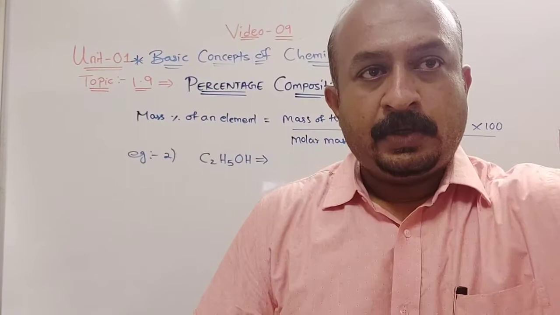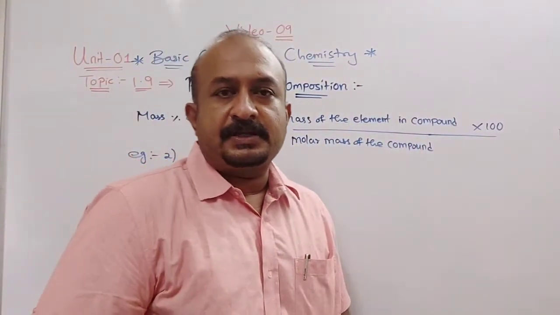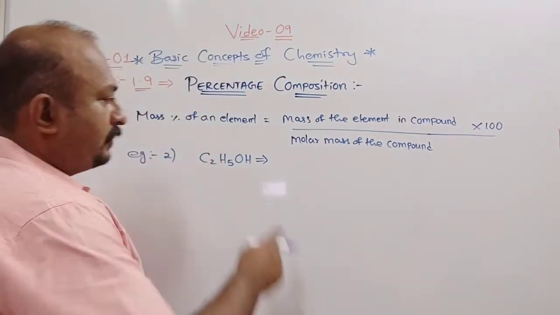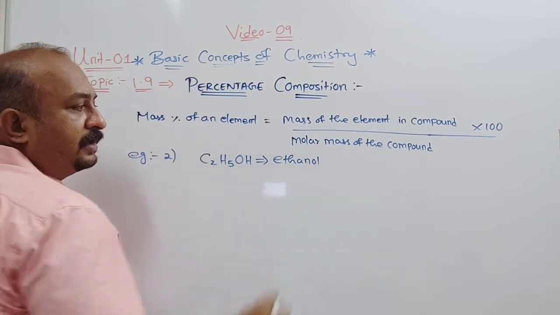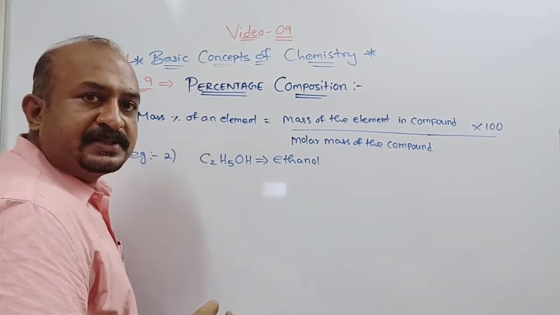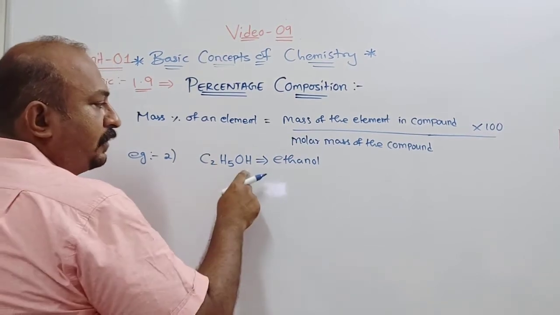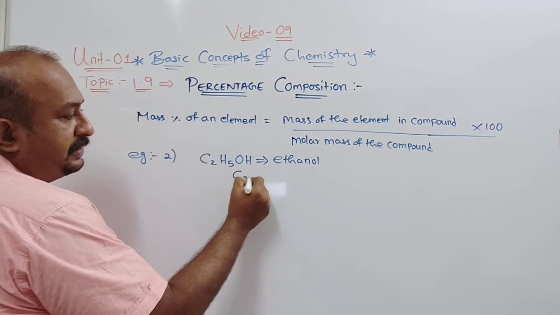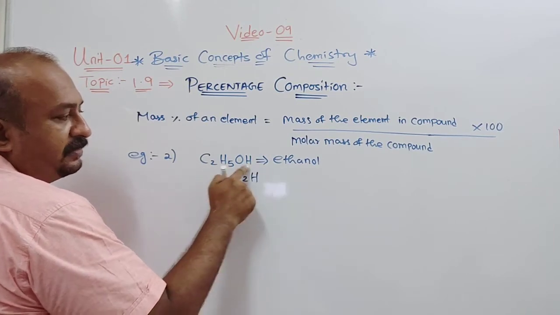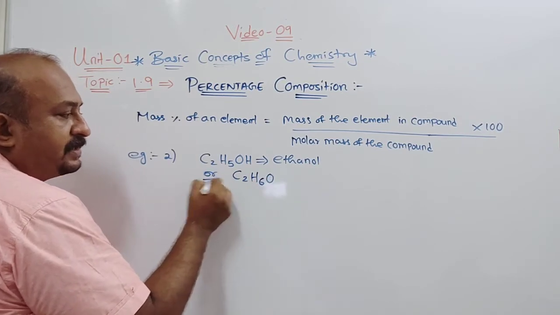The second example to understand percentage composition is ethanol, C2H5OH. I think you must have studied it in 10th standard in the carbon compounds chapter, organic compounds. So ethanol can also be written as C2H6O, total H is 5 plus 1, that is 6, and O. It can also be written like this.